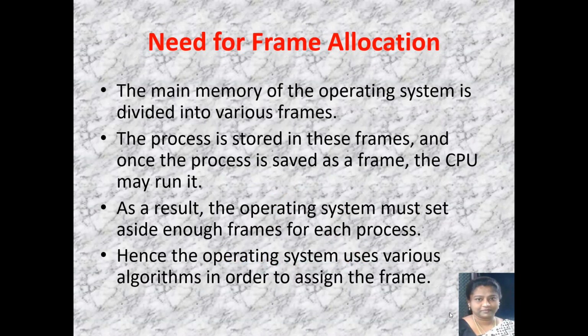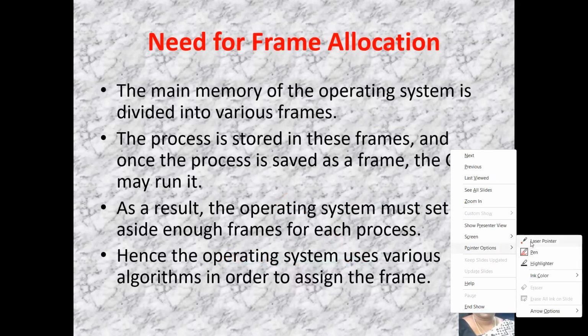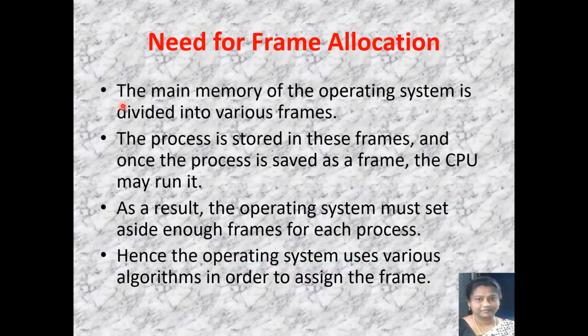Now, when we talk about the need for frame allocation, it goes like this. The main memory of the operating system is divided into various frames. All of us know this. Why do we divide the main memory into various frames? That's because we have our virtual memory divided into a number of pages, and we need to load each page into one frame in the main memory. So that's the reason why the main memory is divided into various frames. And the process, which is divided into pages, is stored in these frames. And once the process is saved in frames, the CPU can start running it.